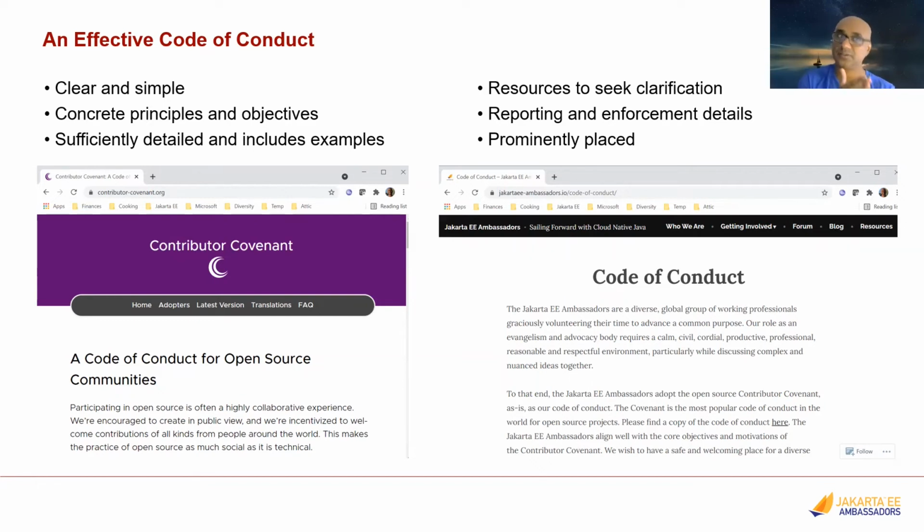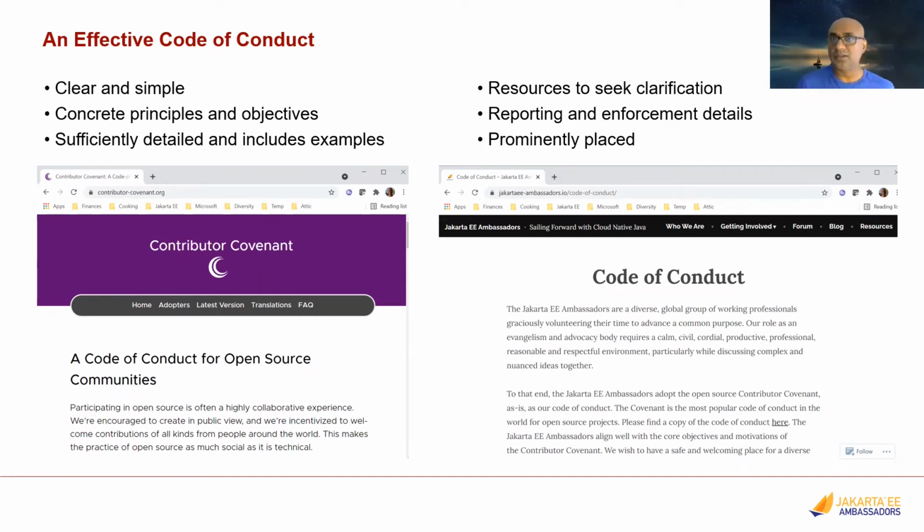Okay, it needs to be clear, simple, but also detailed, and in some cases, it should include specific examples. Okay, to say, this is what we mean by this, right? In addition to that, there should be resources to seek clarification. While we want to strive for all of these things, sometimes we just can't achieve them, right? So if there's any kind of lack of clarity, there should be a way to seek clarity, right? Beyond the code of conduct itself, if I want clarity on the code of conduct, where do I go?